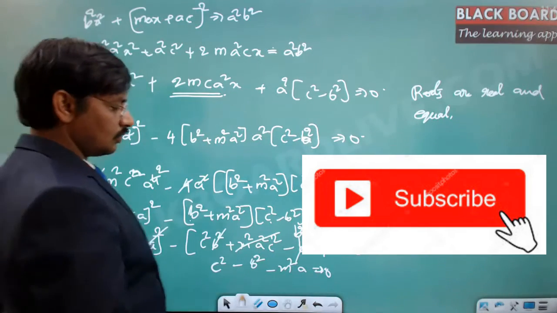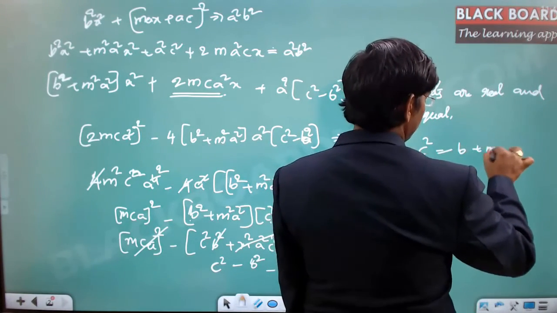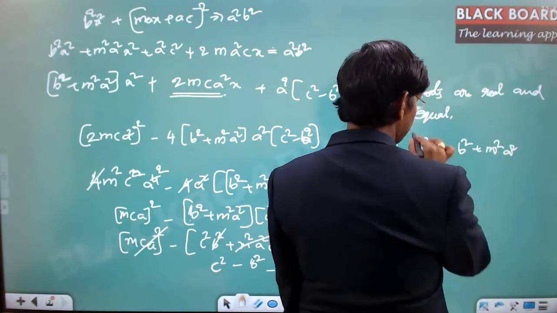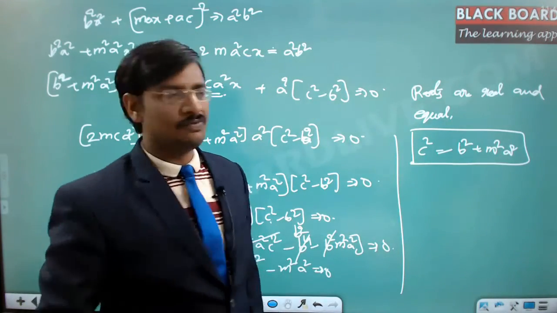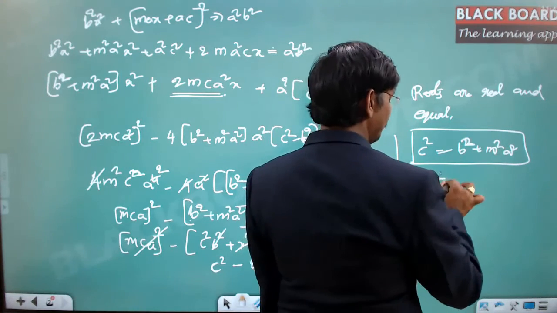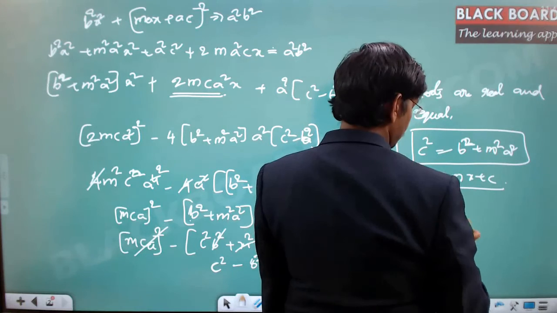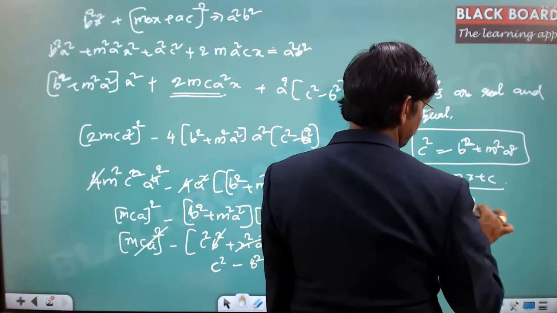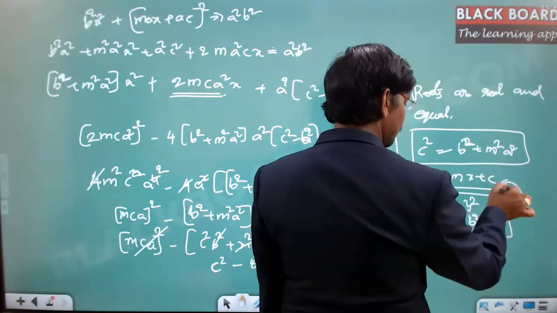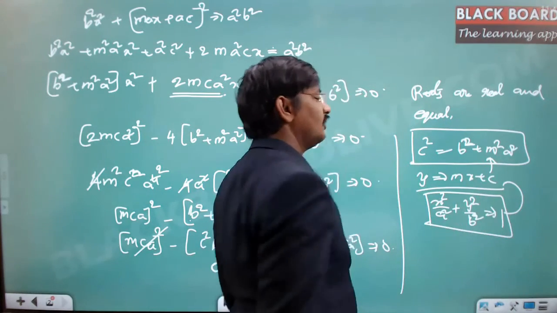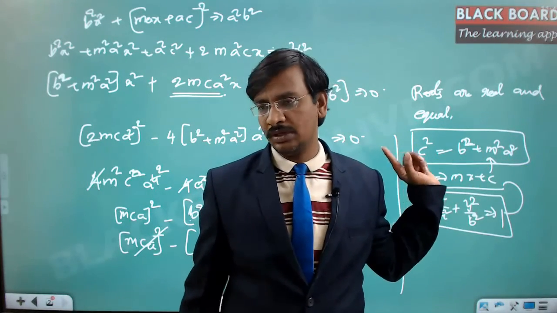From this we can conclude that c square is equal to b square plus m square a square. This is the condition for the straight line y is equal to mx plus c to be the tangent to the ellipse x square by a square plus y square by b square equal to 1. So for this ellipse, if the line has to be the tangent, c square has to be equal to b square plus m square a square, and this is the condition.